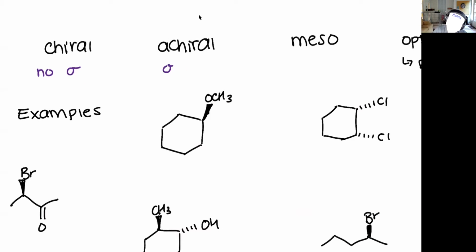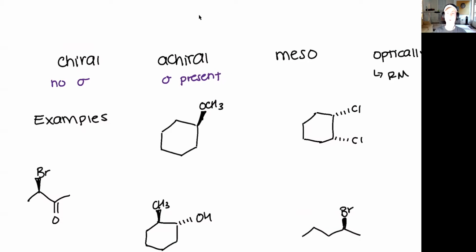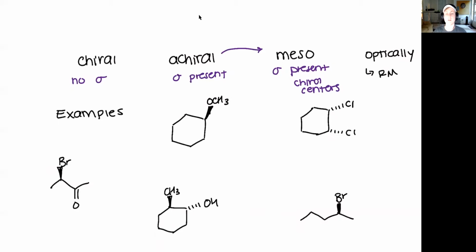So again, achiral is something that has a symmetry plane, but then what is meso? Meso is a subset of achiral. Everything that's meso is achiral, but not everything that's achiral is meso. Meso means there's a sigma plane present, but there are also chiral centers. So again, just because you see chiral centers, don't necessarily think that it is going to be chiral.